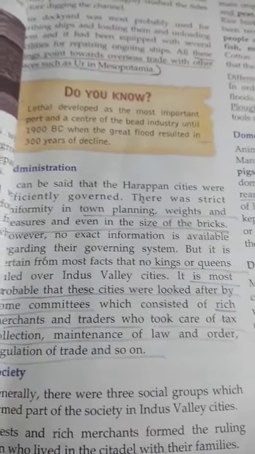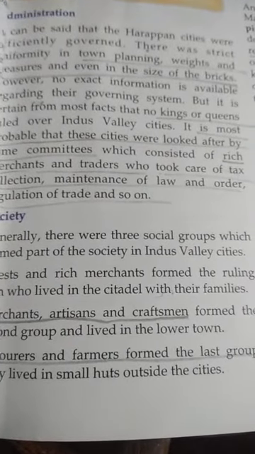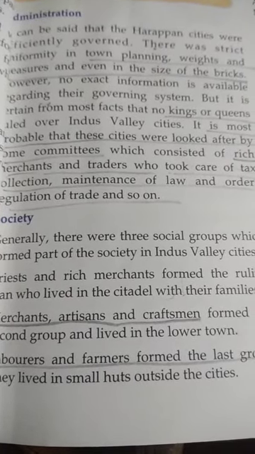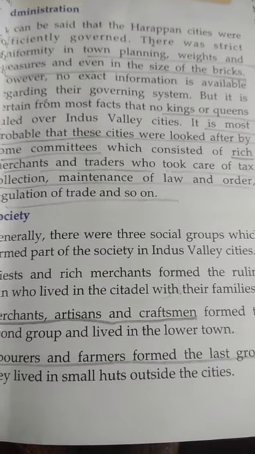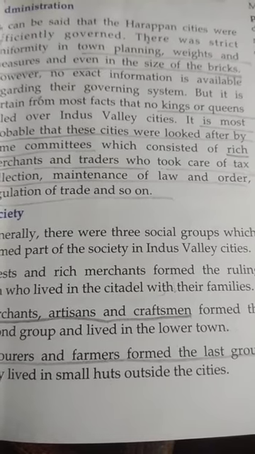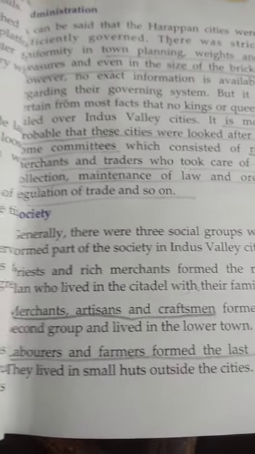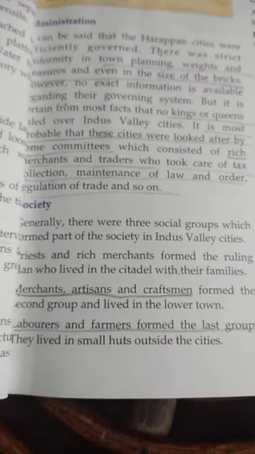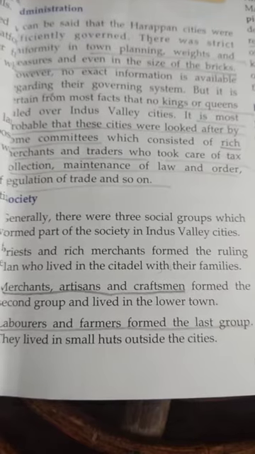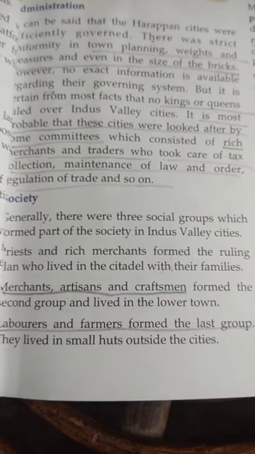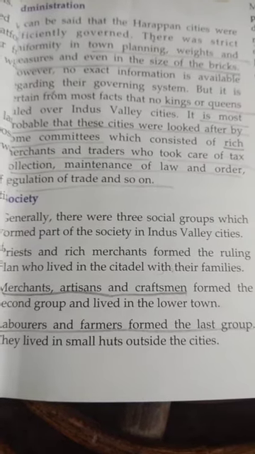the trade. Society. There are 3 social groups in Indus Valley cities. First is priests and the rich merchants. They form the first group, and perhaps they are the ruling class, and they lived in the citadel areas with their families. Merchants, artisans, craftsmen form the second group. They lived in the lower town. And the laborers and farmers form the last group. They also lived on the outskirts of the cities in small huts.